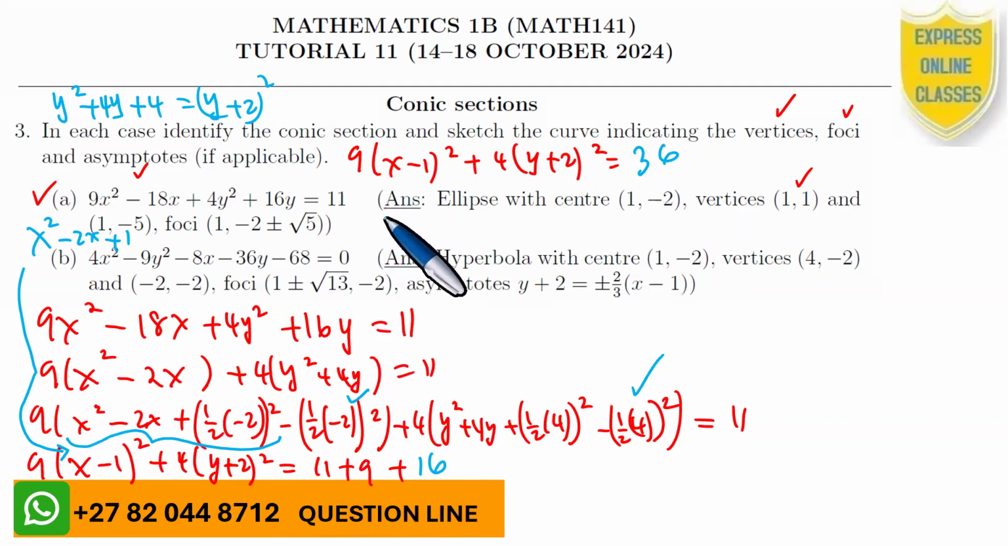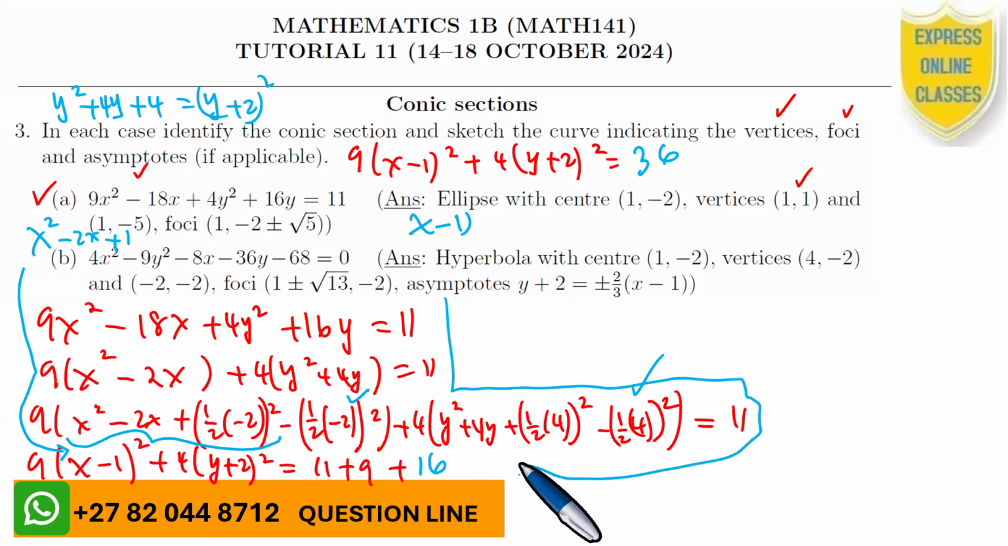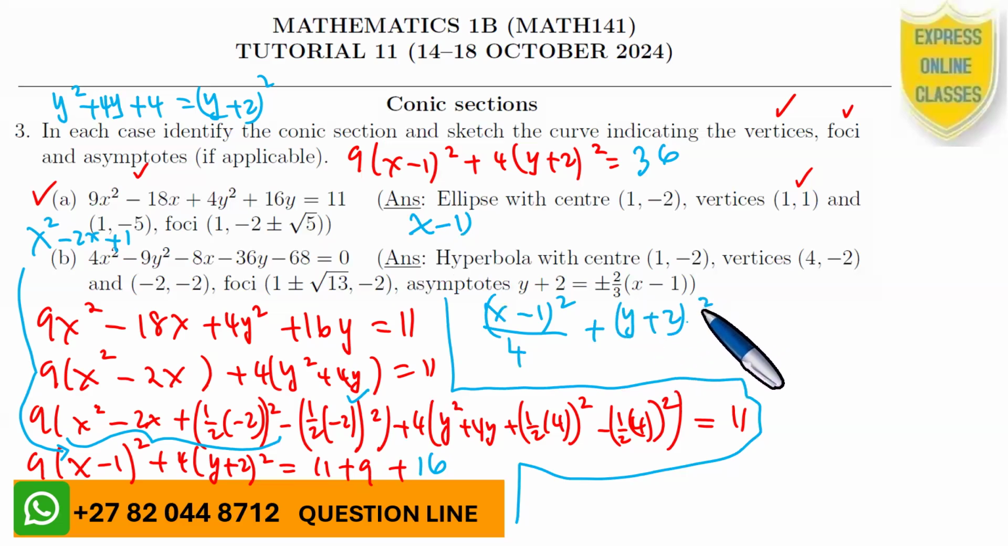You divide through by 36. If you divide through by 36, it becomes (x minus 1) squared. If you divide 9 by 36, it becomes a 4. And then you have (y plus 2) squared. You divide 4 by 36, it becomes a 9.